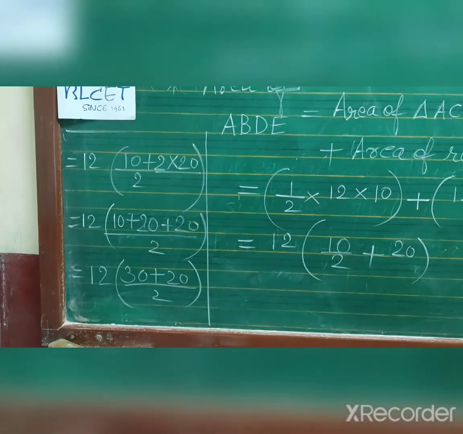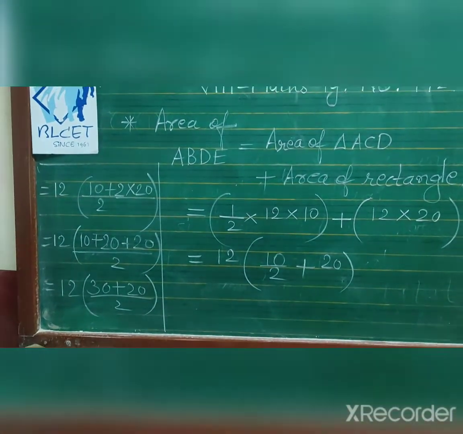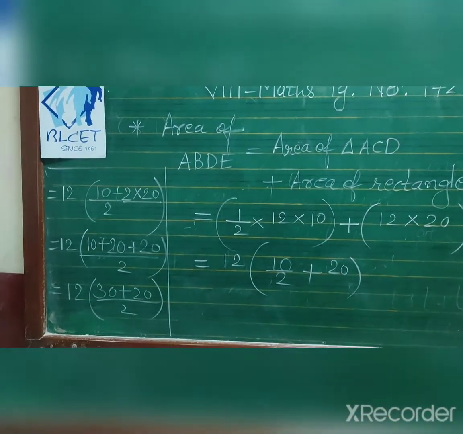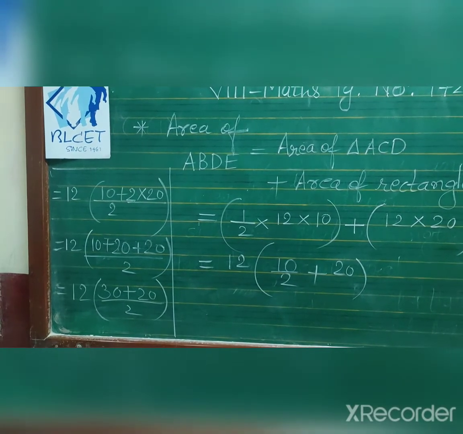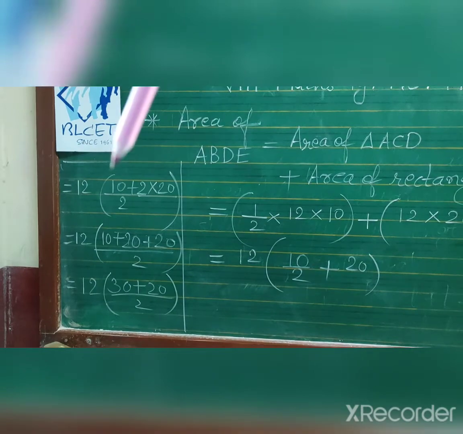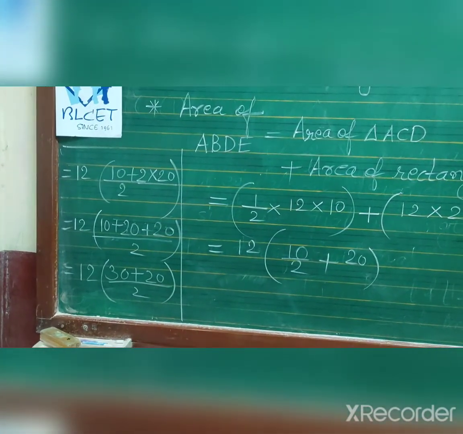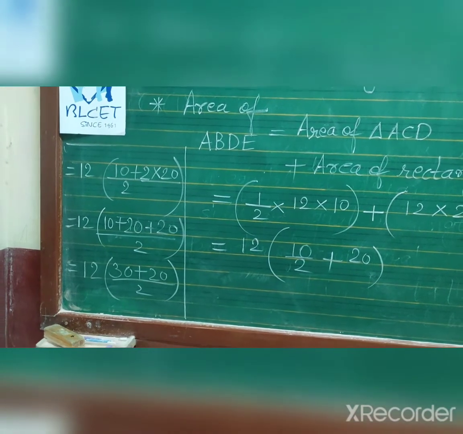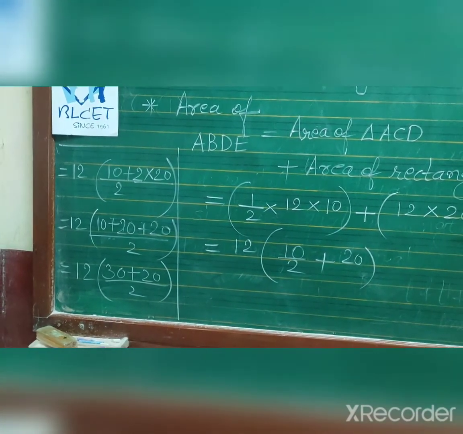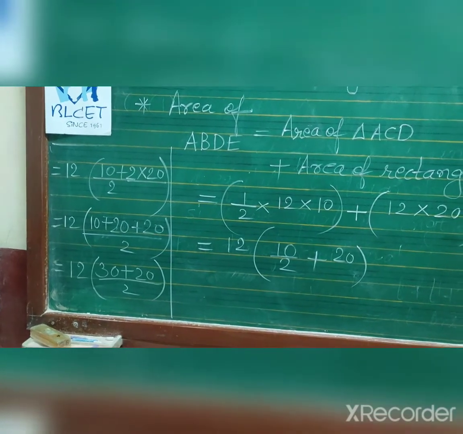That means if you see in the figure, in the trapezium, the parallel sides are given and the lengths of those sides are 30 and 20. That means parallel sides we add, divide by 2 and multiply by the height. So the formula we get: area of trapezium is equal to h by 2 into the sum of parallel sides.